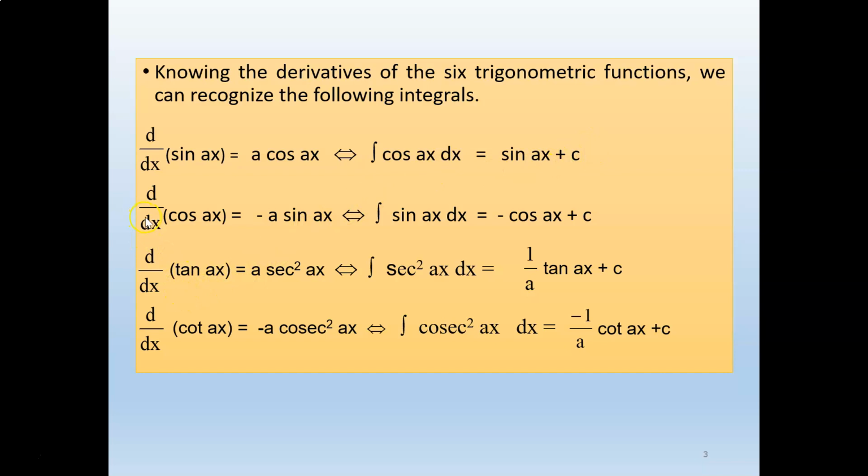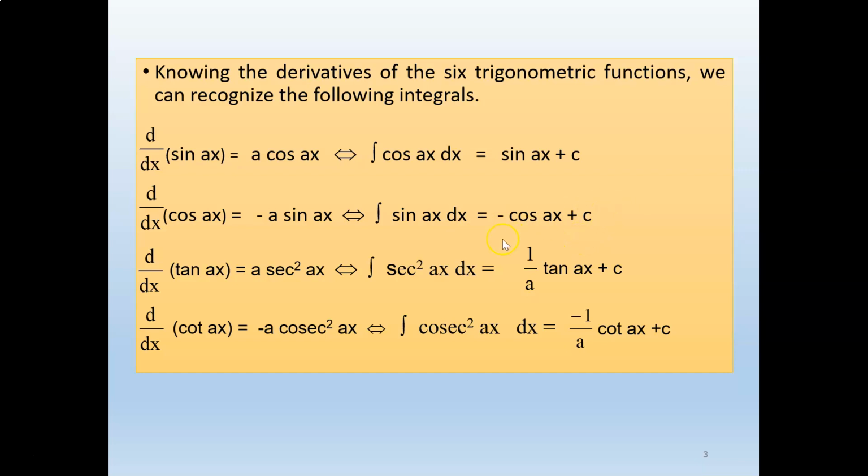Okay, then we move on to the second function. Let's say we want to differentiate cos ax with respect to x. Then we get negative a sine ax. Why do we have negative over here? It is because of cos. Every time you differentiate cos, you will get negative a sine ax. If you want to get back to the original cos ax, we integrate sine ax dx. We're going to have negative cos ax plus c.